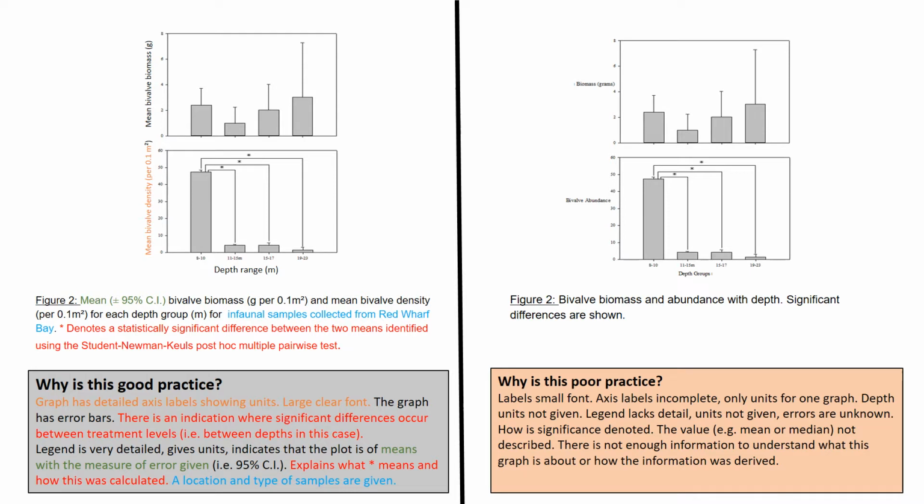What we really want to see is a clearly drawn figure with nice clear fonts on the X and the Y axes. We want to see the appropriately used techniques. In this case we're using a histogram with error bars shown, and also some indication of where significant differences occur between different categories, in this case related to depth ranges.